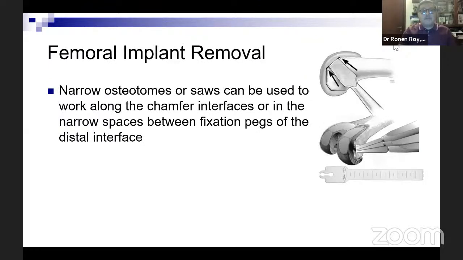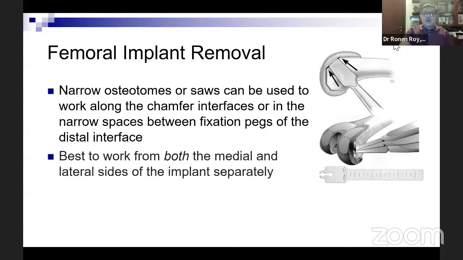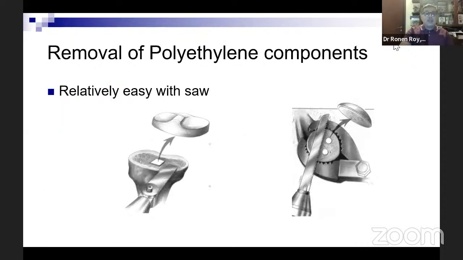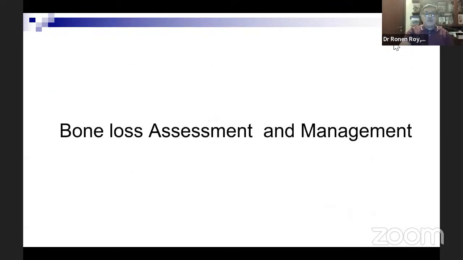Coming to the femoral implant, narrow osteotomes or saws can be used to work along the chamfer interfaces or in the narrow space between the fixation pegs of the distal interface. It's best to work from both the medial as well as the lateral side separately. And once the interfaces are divided, the femoral component can usually be removed with a longitudinal force applied with a slap hammer. Removal of polyethylene components is relatively easy with a saw.